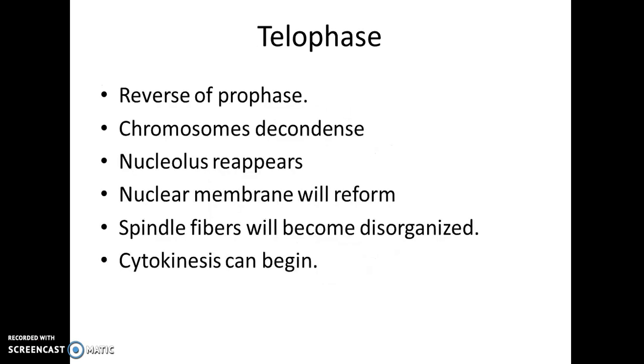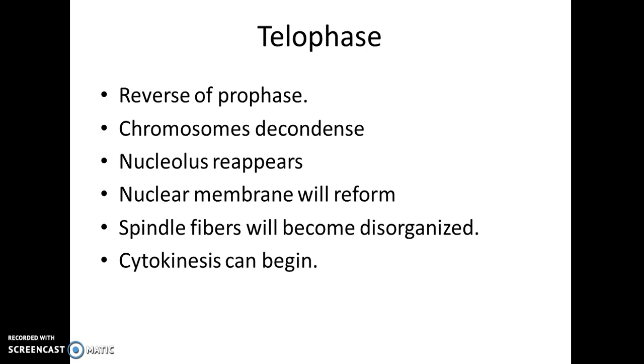Telophase is the last phase of mitosis. It is the opposite of prophase. So the chromosomes decondense. That means they get longer and skinnier. The nucleolus reappears. Since the chromosomes are getting longer and skinnier, the chromatin loops are able to associate with each other again. The nuclear membrane will reform. The spindle fibers become disorganized. That means the cytoskeleton is starting to form, and cytokinesis can now begin.